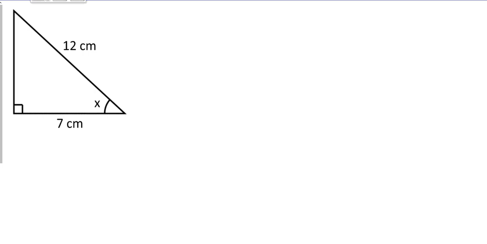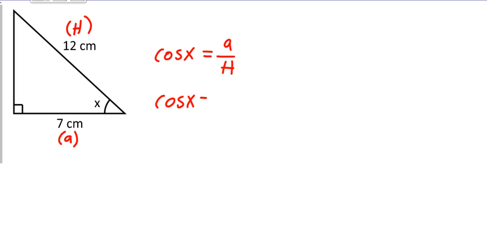So here's my angle x. This is my adjacent side. This is my hypotenuse side. So I'm going to use the cos function, which is the ratio between the adjacent over the hypotenuse. Let's substitute. So cos of x equals 7 over 12.